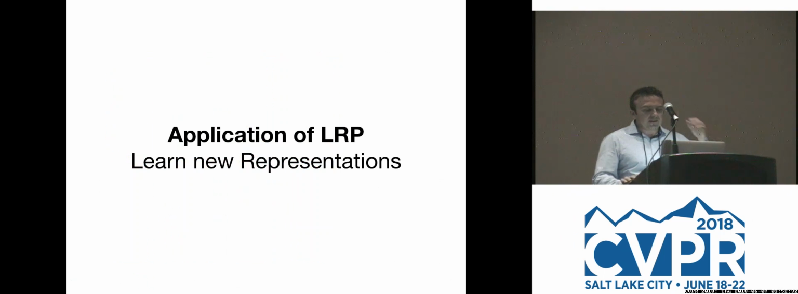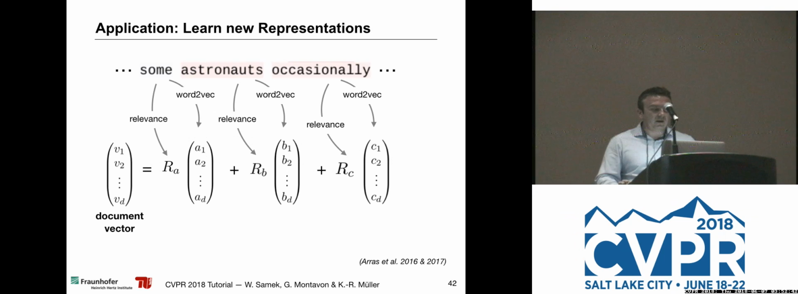Yes, so another application, on text: what we did is we used these relevances to learn new representations. What do I mean by this? In this word2vec example, you have a text, for example, some astronauts occasionally do something, and every word is represented as a vector. If you have a classifier, you also get a relevance for every word, or even a relevance for every component of this word2vec vector.